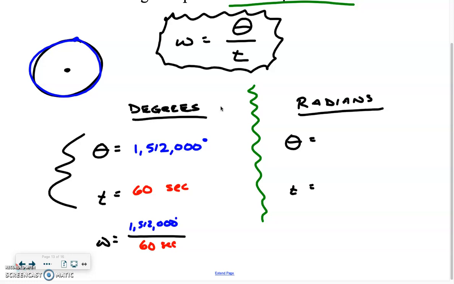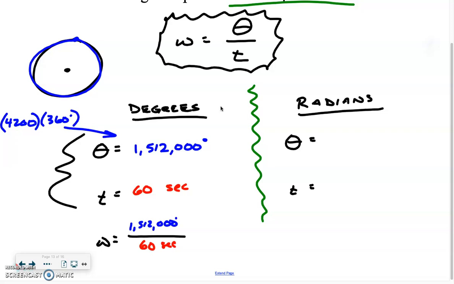The only difference, and now I'm kicking myself for erasing this, is the way that we found that theta was 1,512,000 degrees. Remember, we knew that we weren't taking one trip around the circle, but instead 4,200, and that's what we multiplied times 360. That's how we got there.